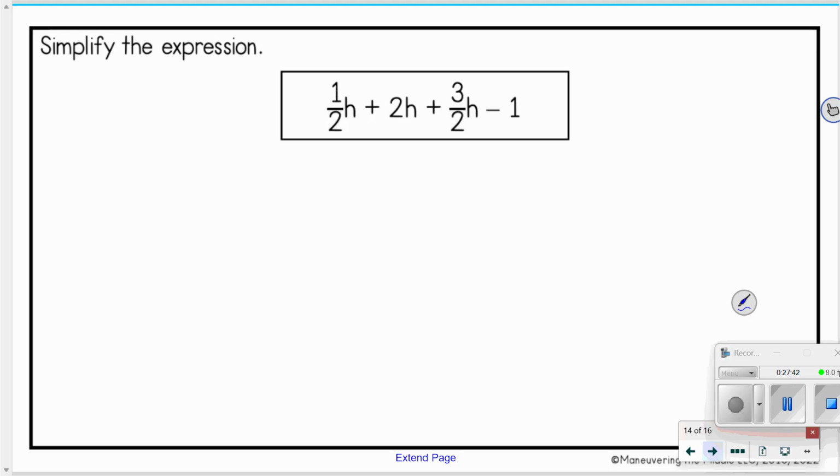And now we've got 3 different H terms. They're all positive, so I'm going to add all of them. 1/2 and 3/2 is going to give me 4/2 or 2. 2 and 2 gives me 4 H's. I only have one constant, so I just keep it, 4H minus 1. Any questions? Is this starting to click for everybody? Yeah. Good.